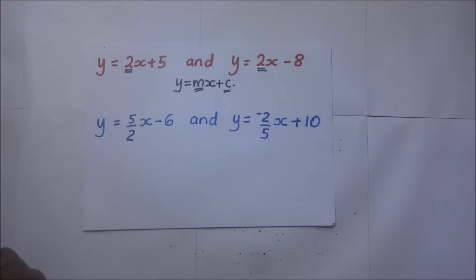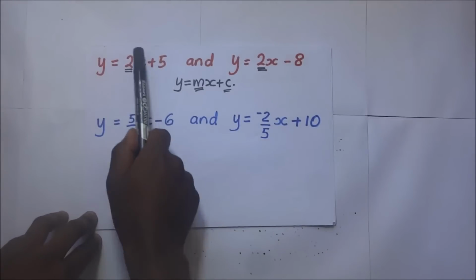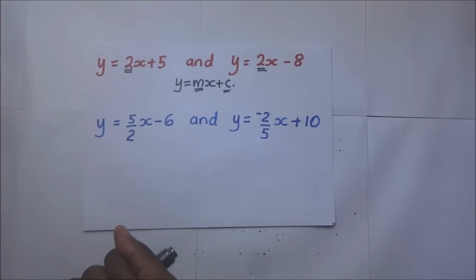Now, in this first case, when the value of m is the same, it means that these 2 lines are parallel.